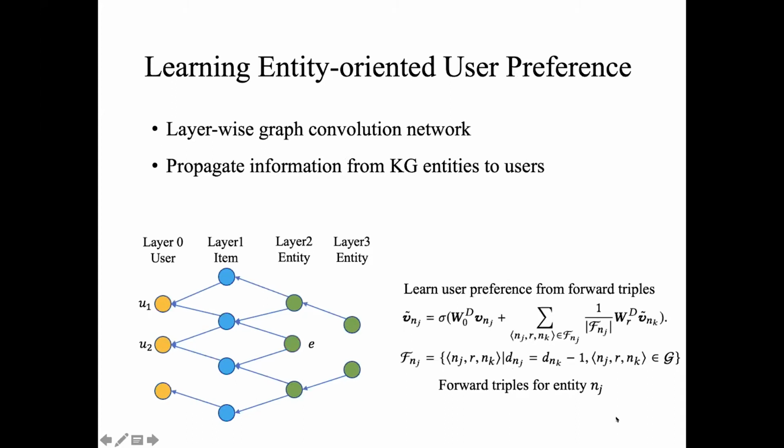The update strategy is a combination of the original embedding and the received embeddings from forward triples. Look, we propagate information from entities in layer 3 to layer 2, layer 1, and finally, we obtain entity-oriented user preference for users U1 and U2 in layer 0.